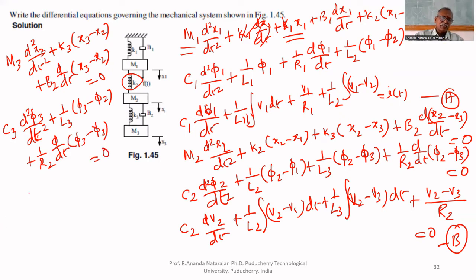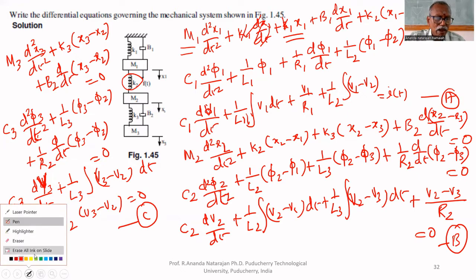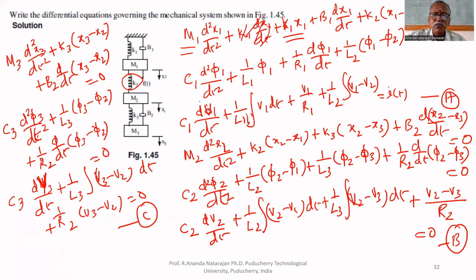Now, if you write in terms of voltage, d phi by dt equal to V, you will get C3 dV3 by dt plus 1 by L3 integral of V3 minus V2 dt plus 1 by R2 multiplied by V3 minus V2 equal to 0. This is the third equation. Three equations are there.